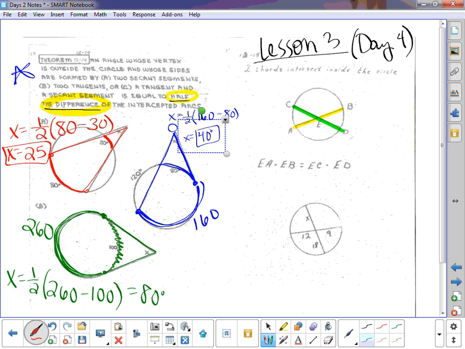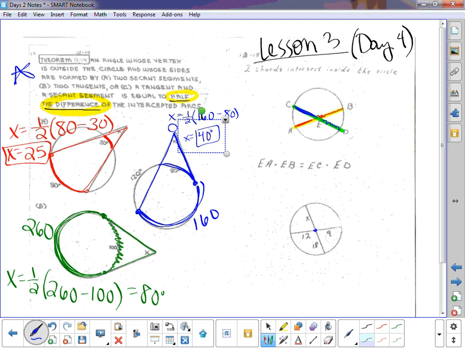measures. So taking a look at this, we have EA, so this piece, times EB, this piece, equals EC, piece, times ED. So I like to say piece times piece equals piece times piece. So the pieces that the chords are broken up into, multiply those together, and that's how you get your formula for it. So for this example here, again, I have chords intersecting inside my circle.